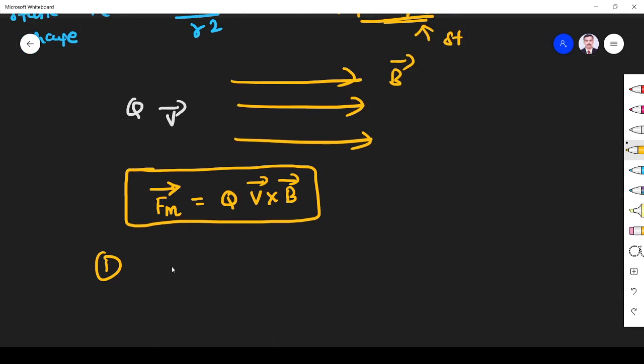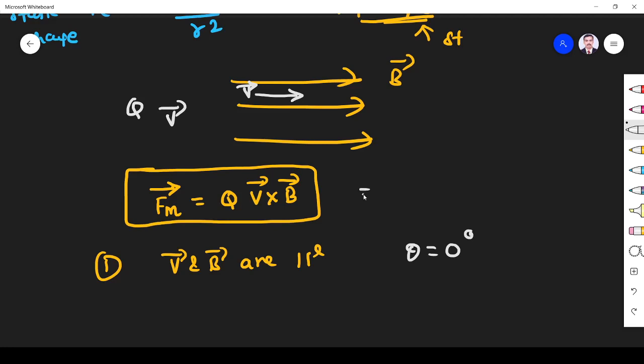Suppose the v vector and B vector are parallel. What is the meaning of v and B being parallel? If v is the velocity of the charge, and the charge is traveling in the direction of the magnetic field, that means both are in the same direction. You see this example, this is the magnetic field direction. If your charge is traveling in the same direction with velocity, then only it will be parallel. v and B parallel means what is the angle between them?